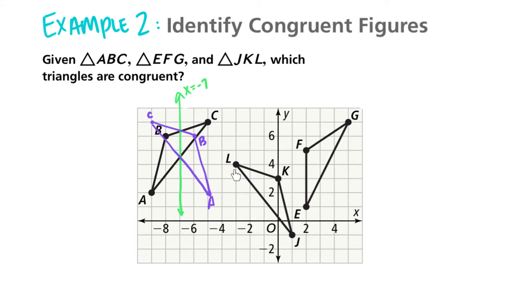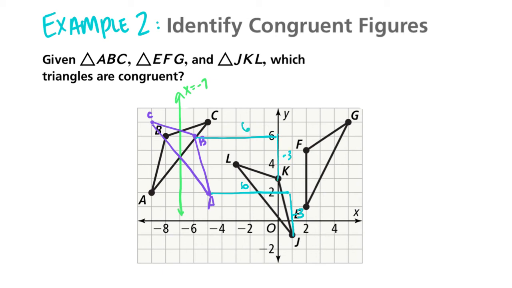And how about C on top of L? 1, 2, 3, 4, 5, 6, 1, 2, 3. Yep, C ends up right on top of L. So if I do this translation of over 6 and then down 3, all of these points, oops, I went too far there. Let me just get rid of that. Over 6 and then down 3.